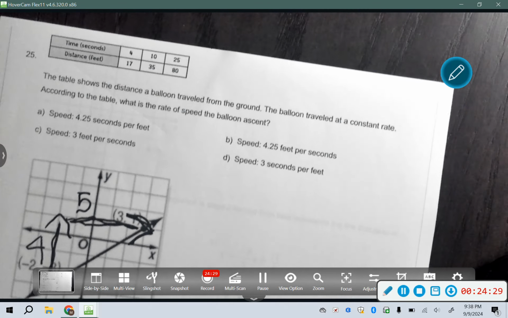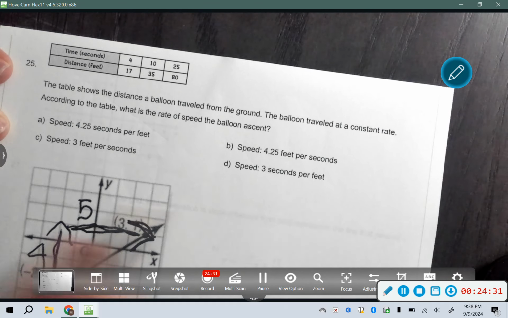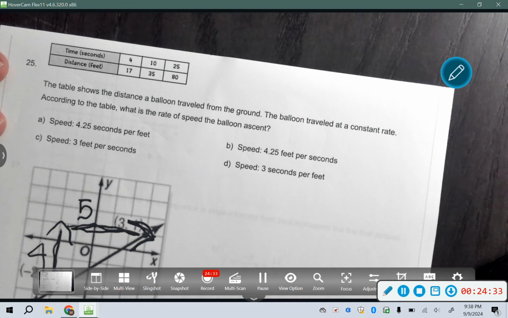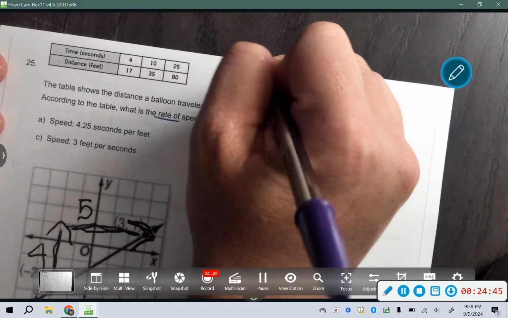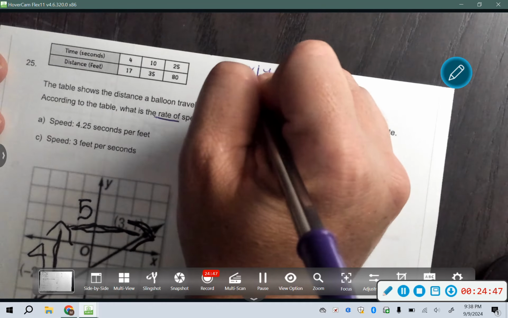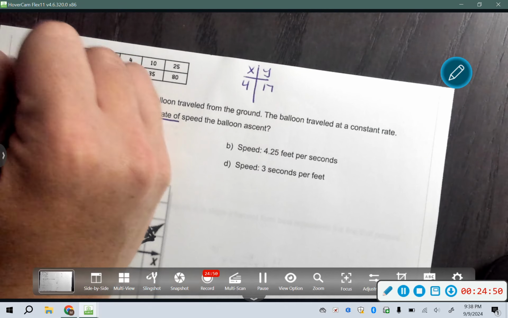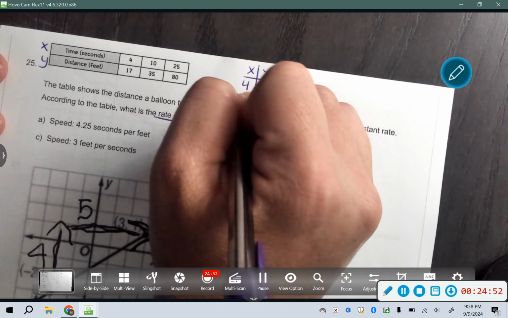Okay, look at number 25. It says the table shows the distance a balloon traveled from the ground. The balloon traveled at a constant rate according to the table. What is the rate of speed of the balloon? We're just looking for the slope. The rate is slope. So I'm going to fix my table: x is 4, y is 17. Remember, top is x, bottom is y.